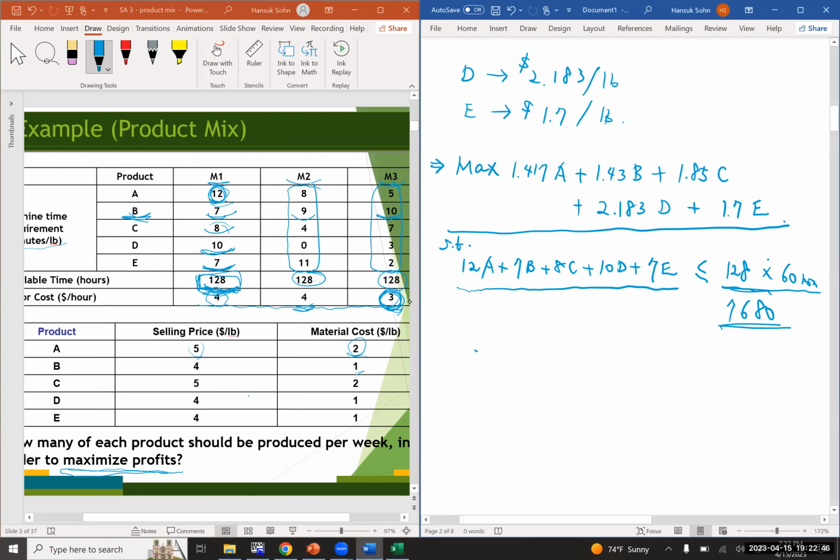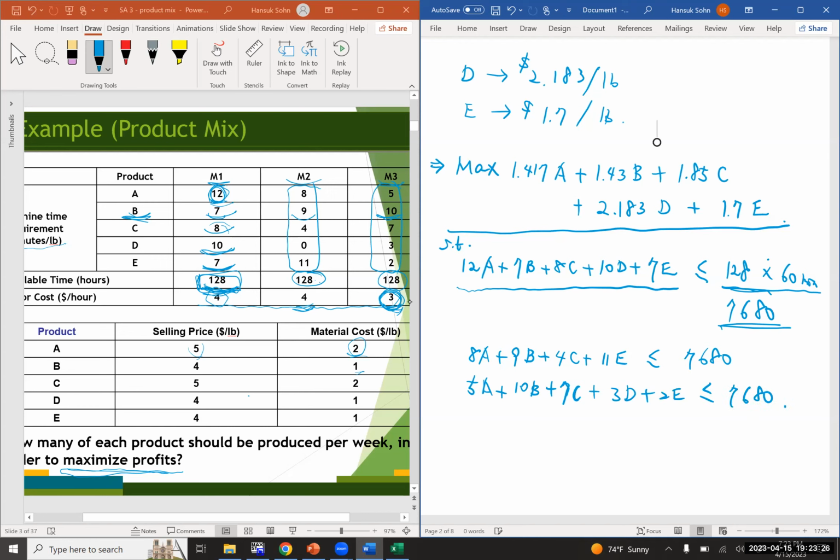So here, let me write it down. 8A plus 9B plus 4C plus 0D plus 11E should be less than or equal to 7680, same right-hand side value. Likewise, 5A plus 10B plus 7C plus 3D plus 2E less than or equal to 7680. And what did you miss? Non-negativity restrictions, right? So all of the decision variables, A, B, C, D, and E must be greater than or equal to 0.